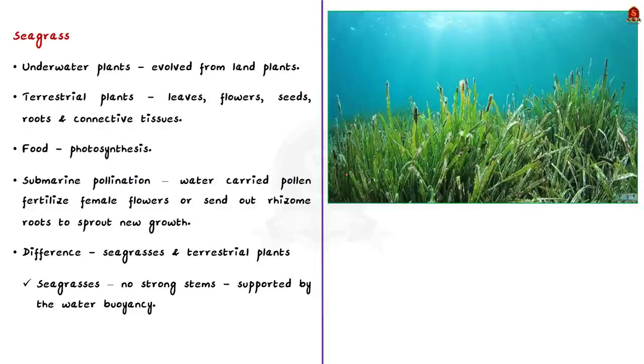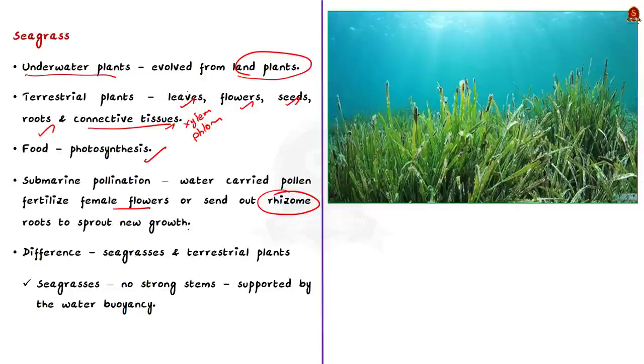First, what are seagrass? Seagrass are underwater plants that evolved from land plants. When compared with terrestrial plants, they have a few things in common. Like terrestrial plants, they have leaves, flowers, seeds, roots and connective tissues. Also, they make their food in the presence of sunlight through photosynthesis. Note that they undergo submarine pollination, where the pollen is carried through the water to fertilize female flowers. And sometimes the seagrass can send out rhizome roots that can sprout new growth.